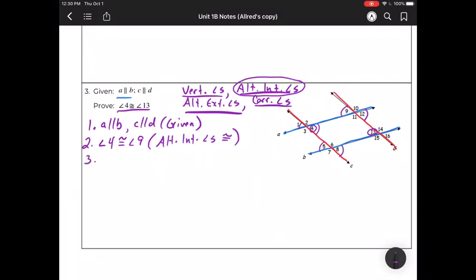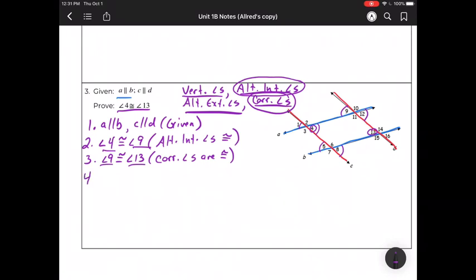And then 9 is also congruent to 13. So I need to say that. Angle 9 is congruent to angle 13 because those are corresponding angles along that transversal D, and corresponding angles are congruent also. Well, now look at what we've done. We've said angle 4 is congruent to angle 9, which is also congruent to angle 13.